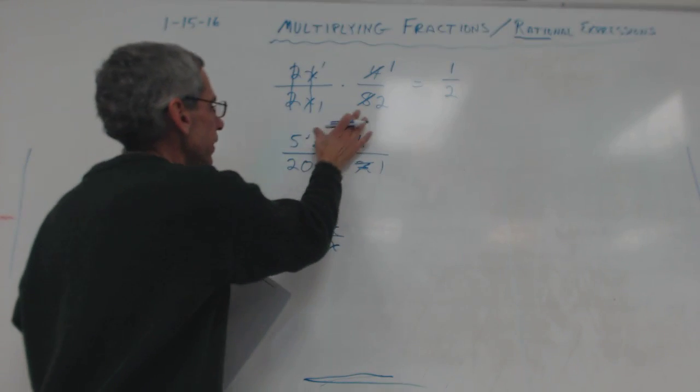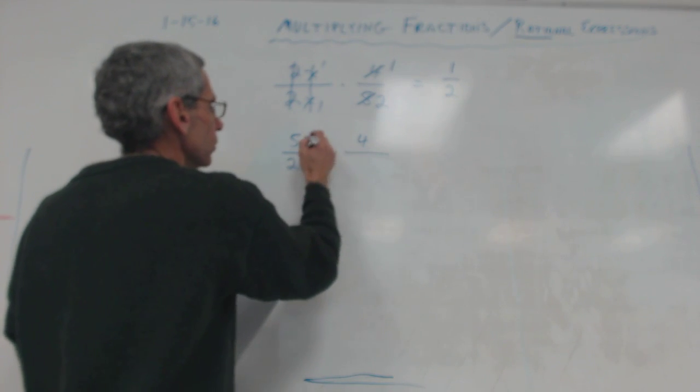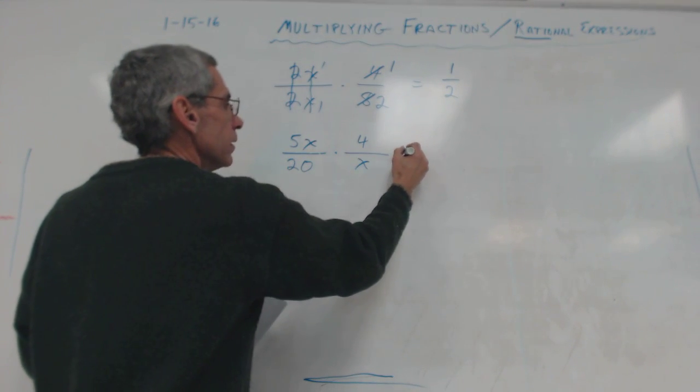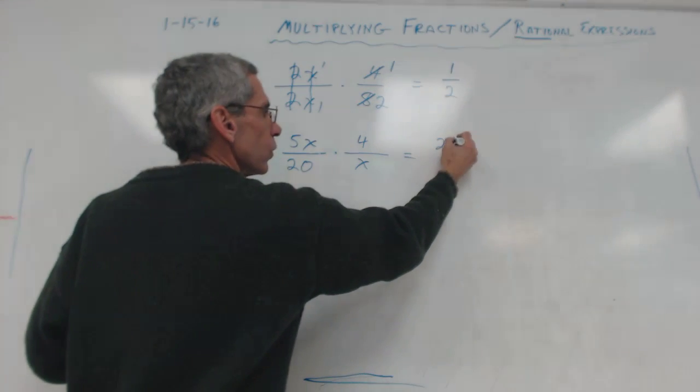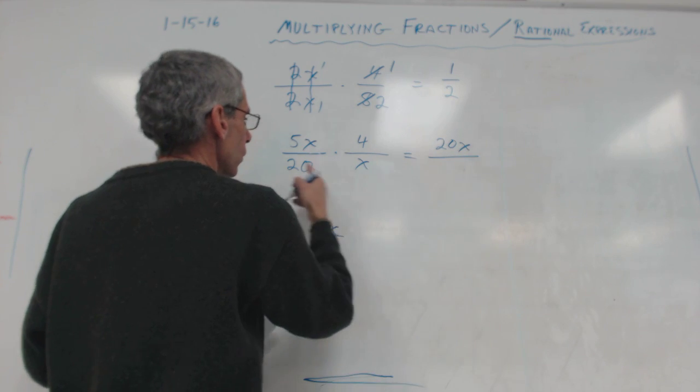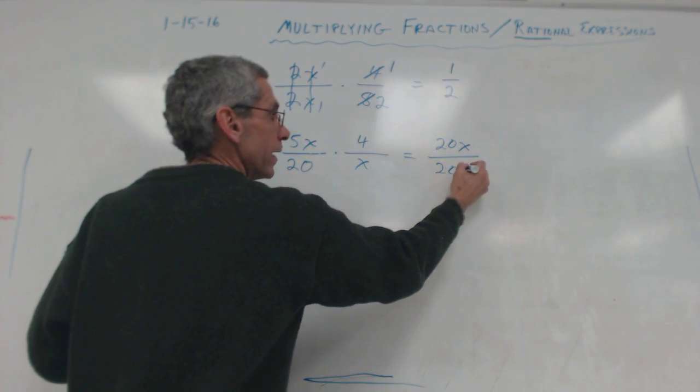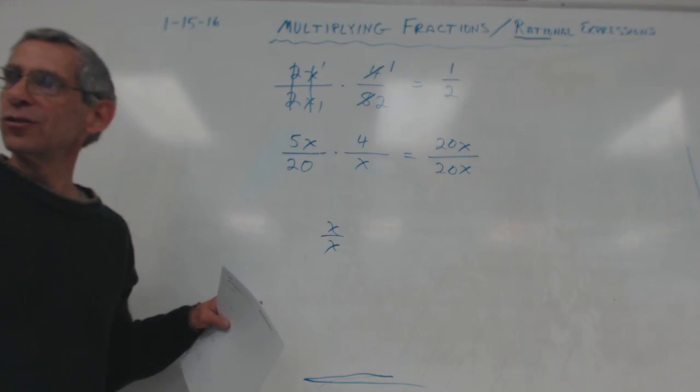If I multiplied this out, if I hadn't done that, let me just show you. If I had not done that, if I just multiplied out, what's 5x times 4? It's 20x, right? Over, what's 20 times x? 20x. Oh my god, it's 1. The answer is 1.